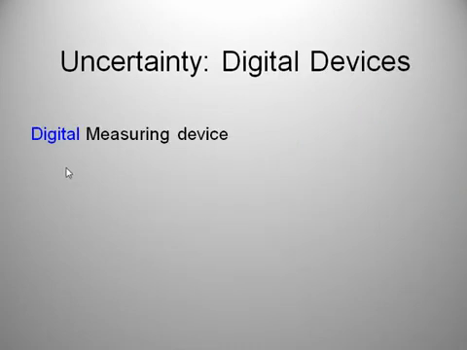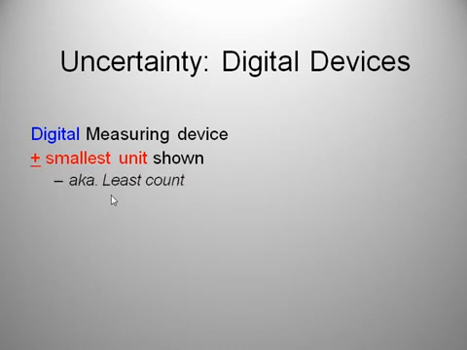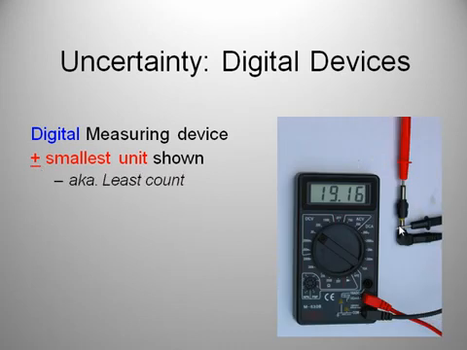Let's try digital measuring devices. What's a digital? Well, these are meters that have numbers flashing at you. And for these, we're going to use the smallest unit shown. That's also called the least count. For example, here's a digital voltmeter. And you can see this one is showing 19.16. So we're going to use an uncertainty of this decimal place over here, which is 0.01. So that's our uncertainty, plus or minus 0.01.